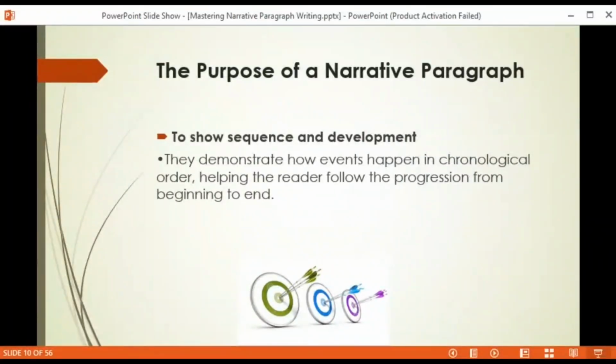The last purpose is to show sequence and development. They demonstrate how events happen in chronological order, helping the reader follow the progression from beginning to end.